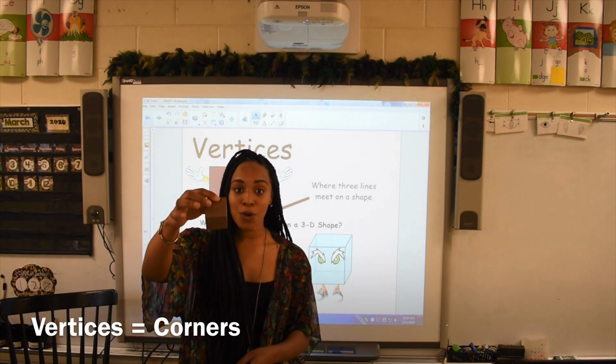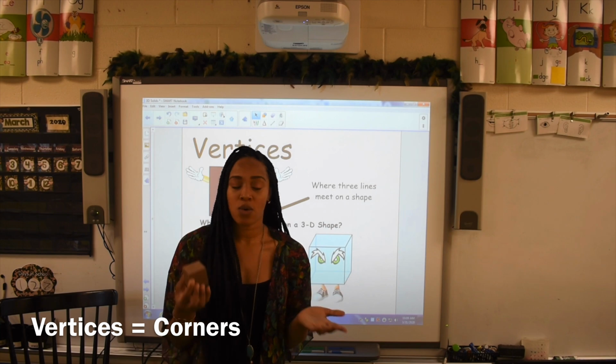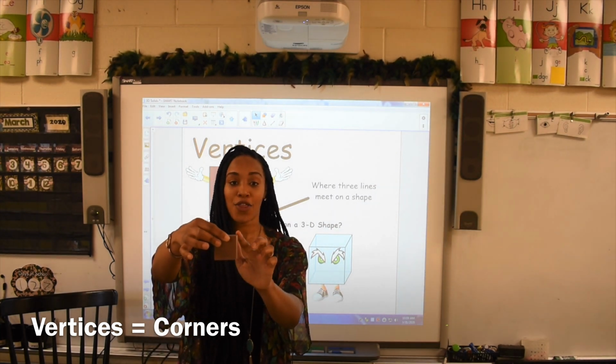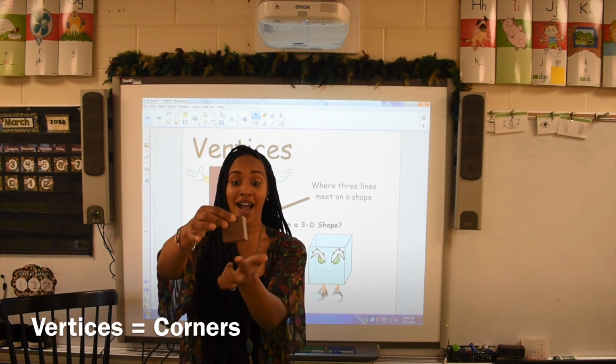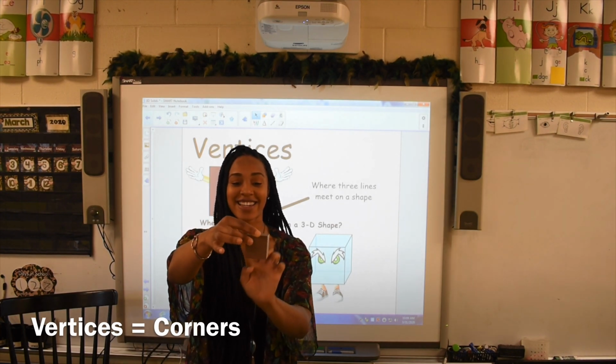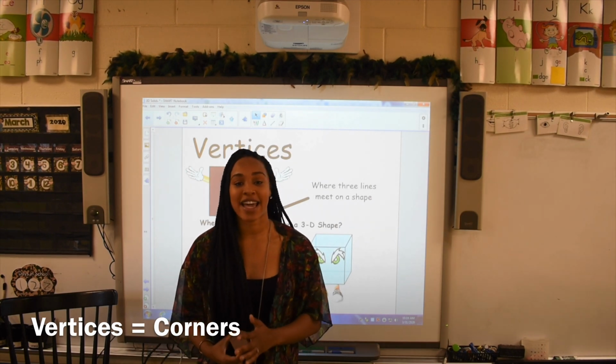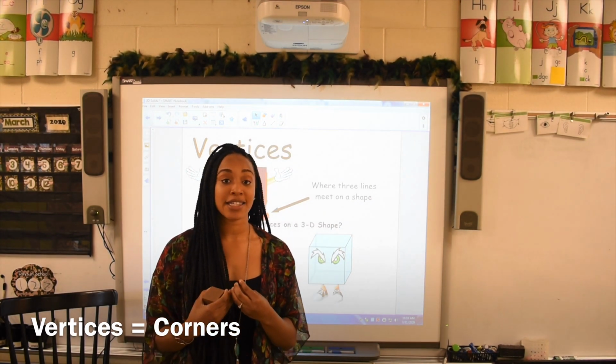So a cube has how many vertices? Well, let's count. 1, 2, 3, 4, 5, 6, 7, 8. So vertices is a fancy way of saying corners, where those lines meet.